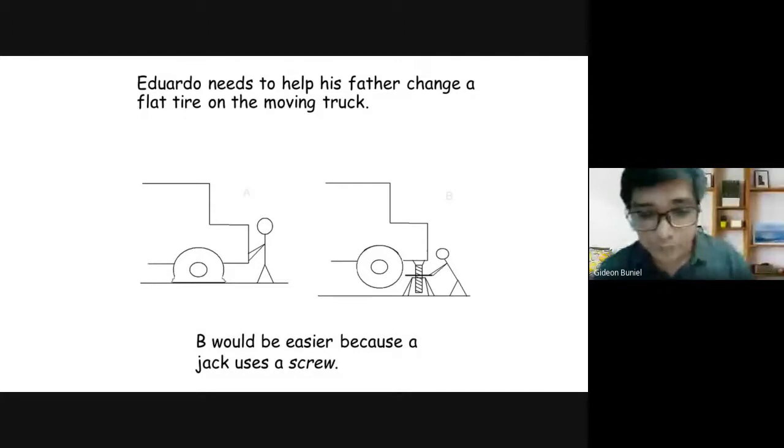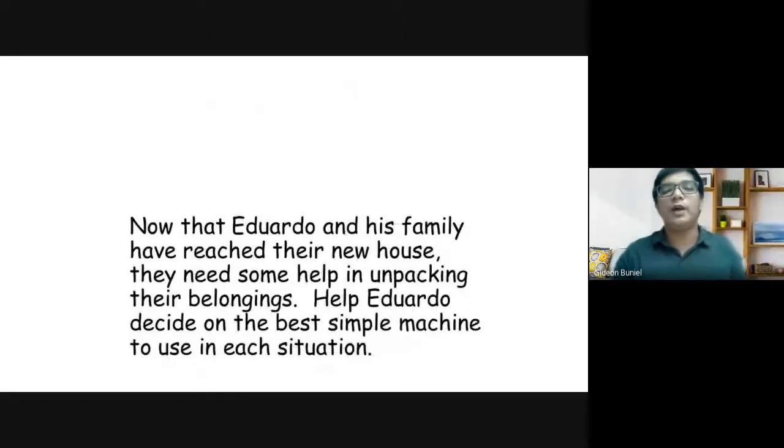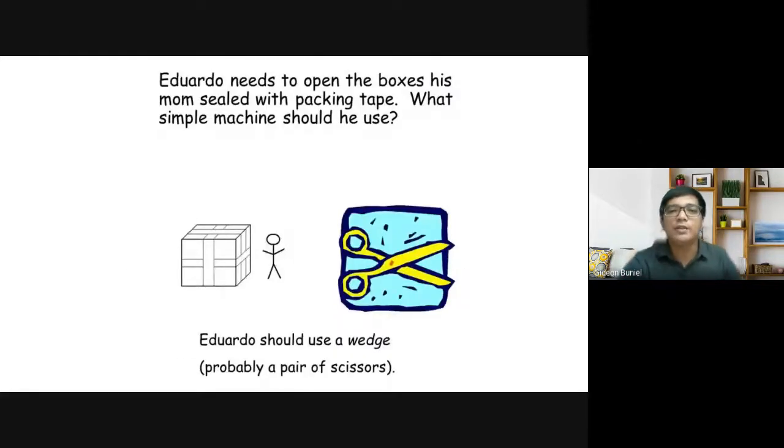But still, figure B would be much easier. Now that Eduardo and his family have reached their new house, they need some help in unpacking their belongings. Help Eduardo decide on the best simple machine to use in this situation. Eduardo needs to open the boxes his mom sealed with packing tape. What simple machine should he use? Very obvious. We use scissors, which is an example of a wedge.